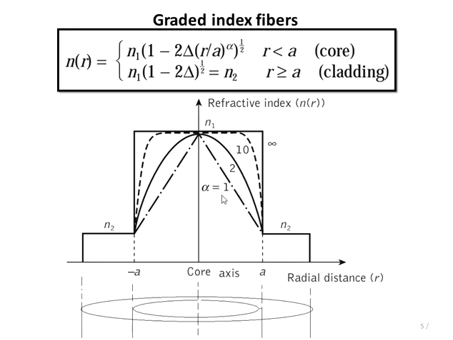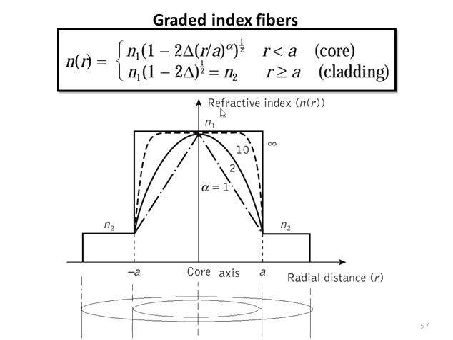When alpha equal to 1, the profile is a triangular profile. This is the core axis. At the center, the radial distance is 0. As you increase the radial distance, we are moving towards the core cladding boundary. Now if I put alpha equal to infinity, I will get the step index profile. So remember, whenever alpha equal to infinity, that indicates it is a step index fiber.